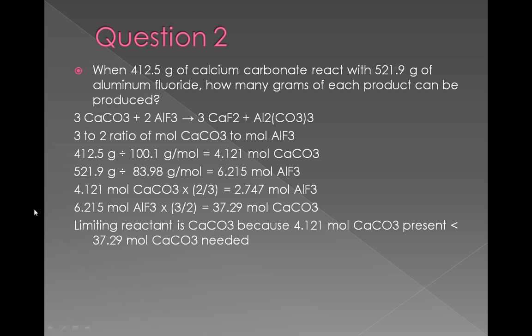Then, using the moles that you had found to find the limiting reactant, you divide by the molar ratios. So 4.121 moles of calcium carbonate gets multiplied by 2/3, while the 6.215 moles of aluminum fluoride gets multiplied by 3.5. You're given 2.741 moles of aluminum fluoride and 37.29 moles of calcium carbonate as your answers. The limiting reactant after doing the math is calcium carbonate, because 4.121 moles of calcium carbonate present is less than 37.29 moles of calcium carbonate needed.